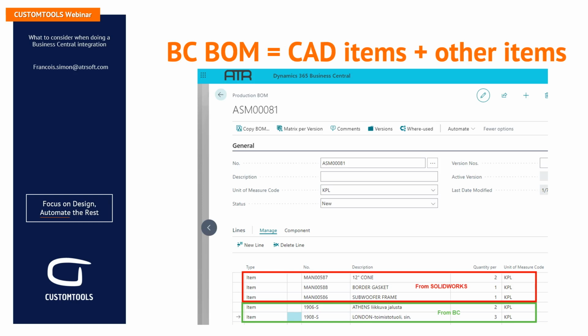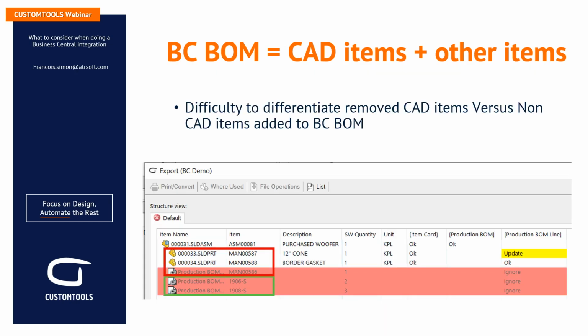Here we have an example where we have a Business Central bill of material containing items from SOLIDWORKS, as we can see in the red rectangle, and other items that were added directly to the bill of material in green. If we move to SOLIDWORKS, I have removed one part from that sub-assembly. When comparing the bill of material, we can see two items that were added manually in Business Central, as well as a part that was removed from the SOLIDWORKS assembly but is still present in Business Central.